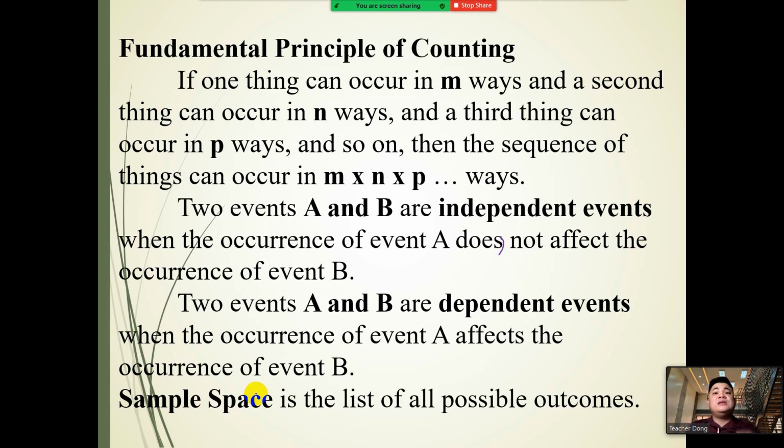So we call them independent events. Now, we also have the sample space. Sample space is the list of all possible outcomes. Earlier in the example, the list that you are seeing in the table, systematic listing, and the tree diagram, the possible outcomes there is what we call the sample space of the event of rolling two dice. So we call them sample space.